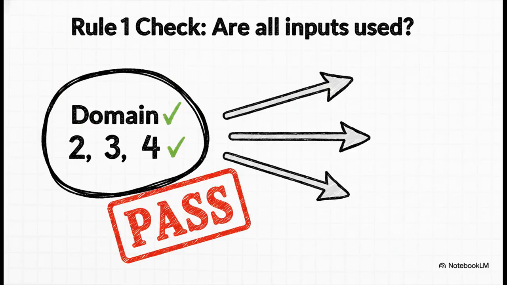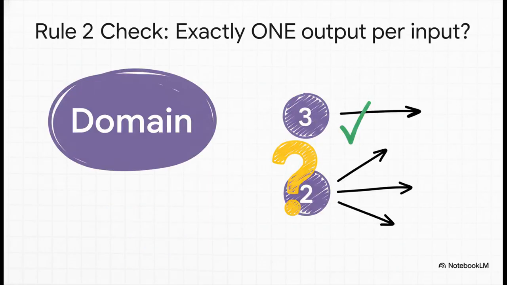First up, rule number 1. Is every element in our domain, set A, actually being used? Well, we have pairs that start with 2, pairs that start with 3, and pairs that start with 4. So, yes, every element is used. R passes the first test with flying colors. But it's not enough to pass just one. It has to pass both. So, time for rule number 2. Does every single input have only one output? Is there only one arrow leaving each number in our domain?